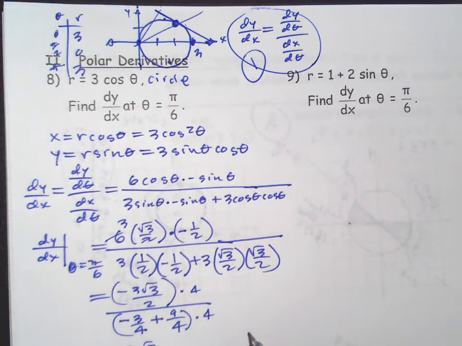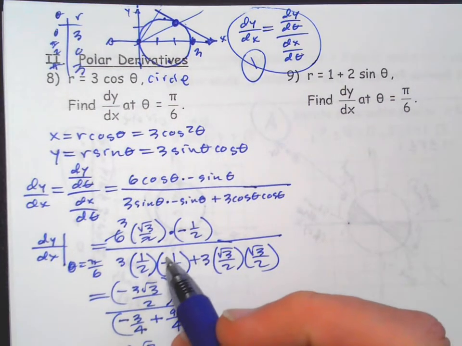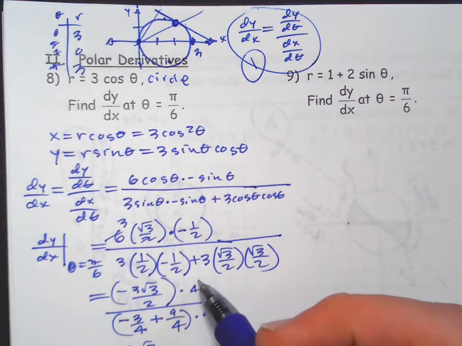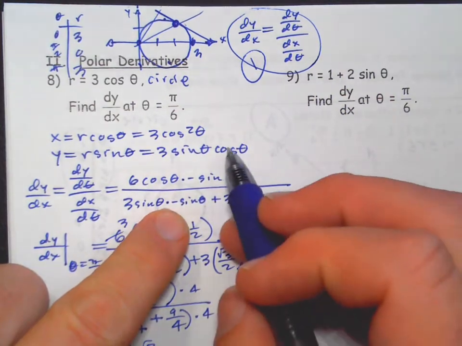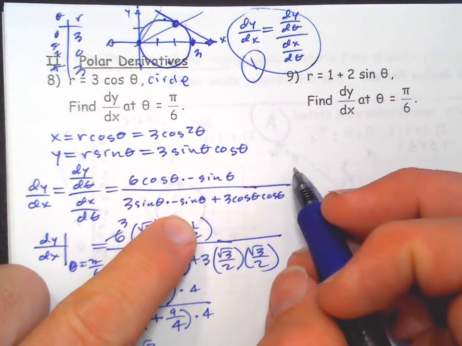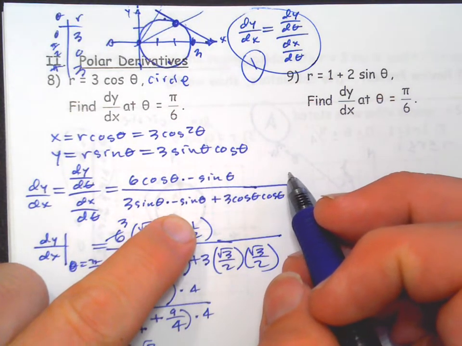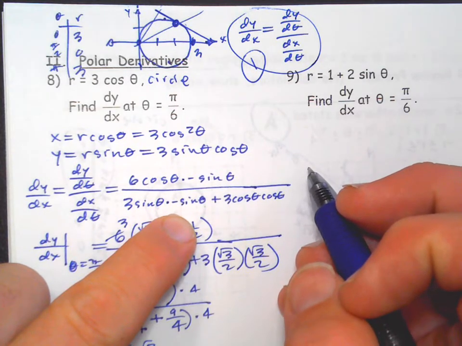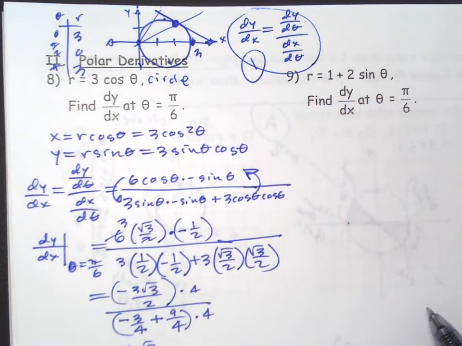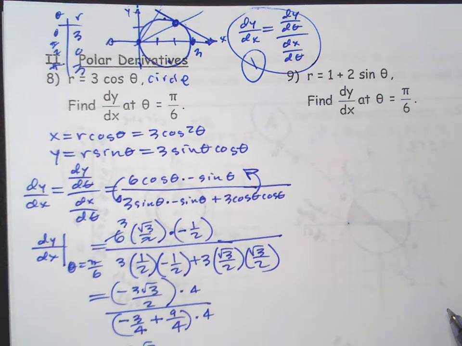Let's see. Oh, did I make a mistake? I might have made a mistake over here. Let's see. 3 sine. Oh, that looks right. Oh, now I did it upside down. I did X on top and Y on the bottom. Okay.